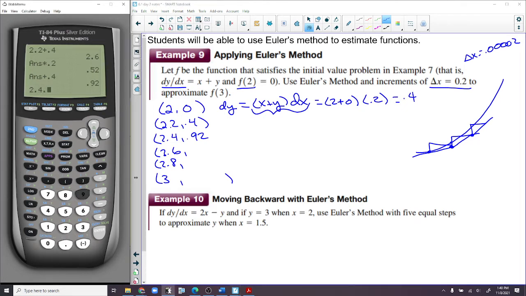2.4 plus 0.92 times 0.2. Something was going wrong there. All right, let's try that again. 2.4 plus 0.92 times 0.2. And we're going to add that on to 0.92. 1.584. So then we're going to add that to 2.6, multiply by 0.2. That's the change in y. And we're going to add that back on to this y right here.